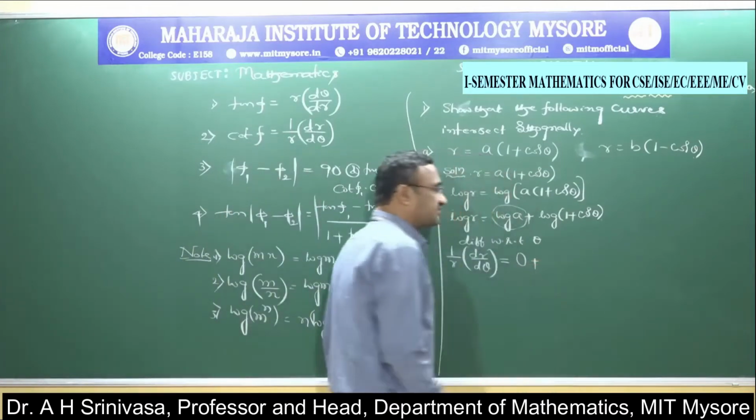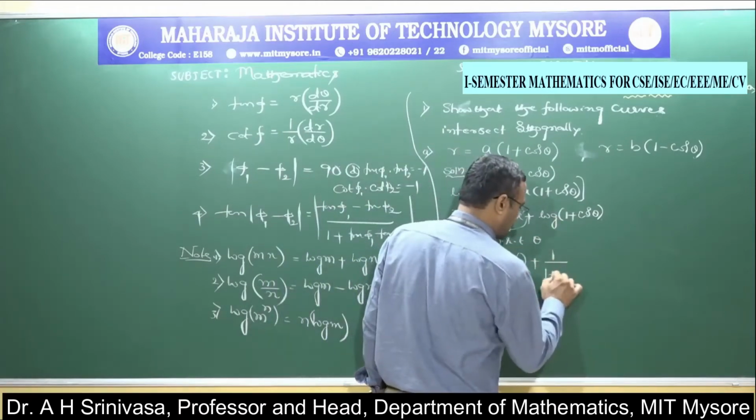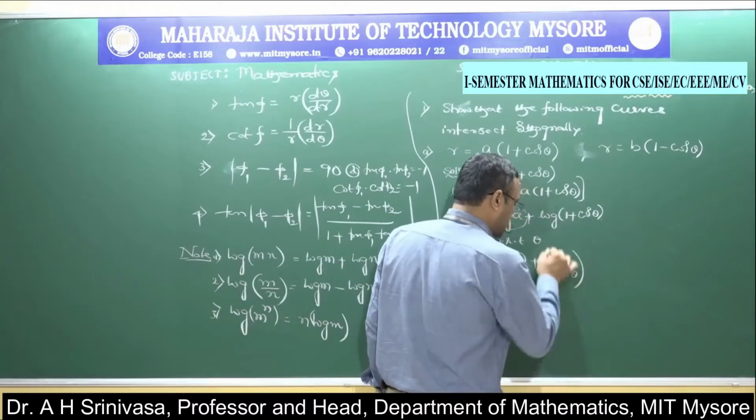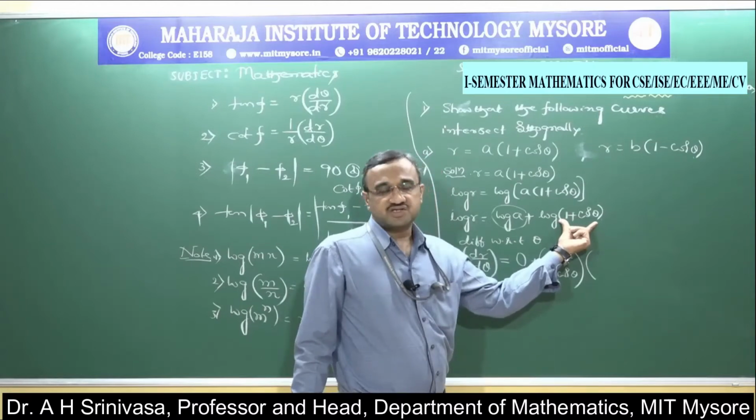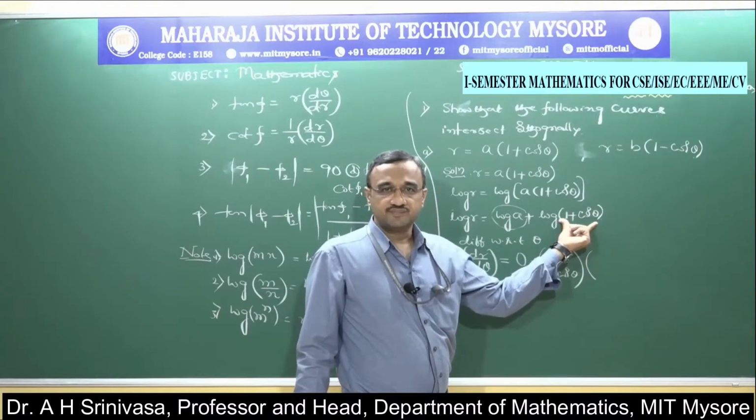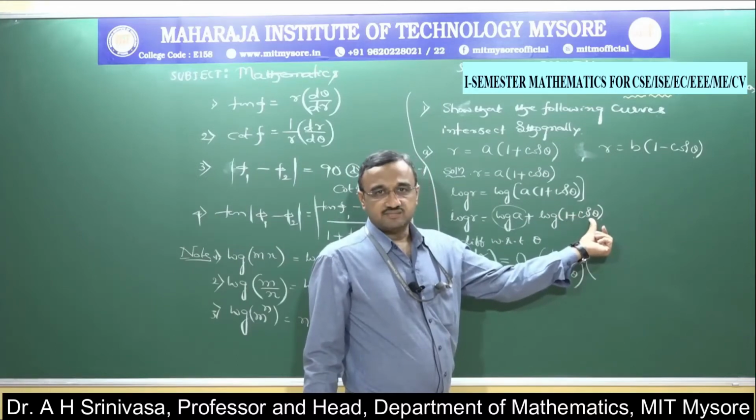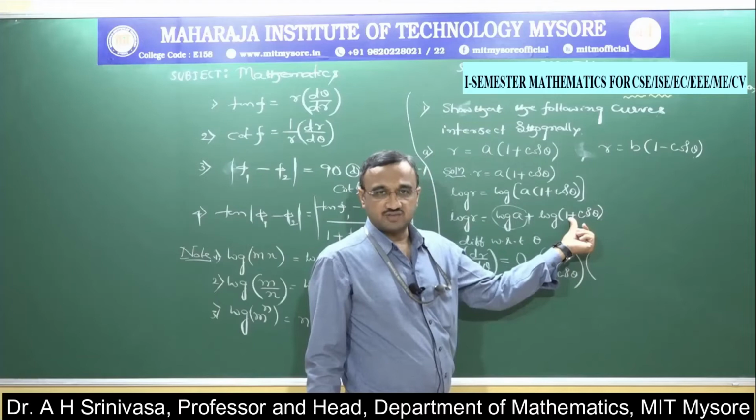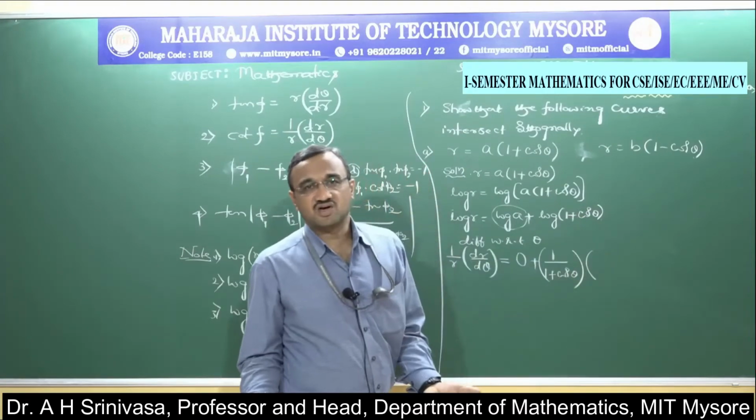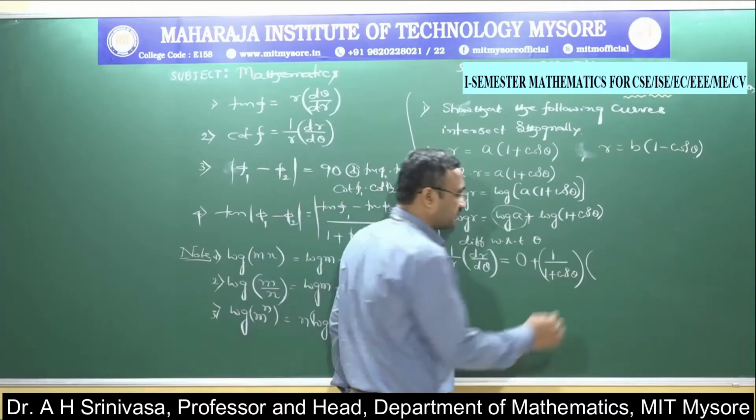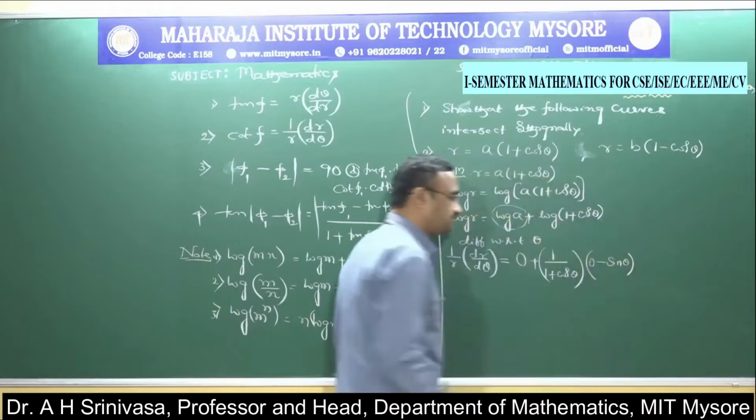Plus, the differentiation of log becomes 1 by (1 plus cos theta), into the differentiation of the angle inside. 1 plus cos theta is your angle. The differentiation of 1 becomes 0, a constant function. Then the differentiation of cos theta is minus sin theta with respect to theta. That is 0 minus sin theta. You have to remember this now.